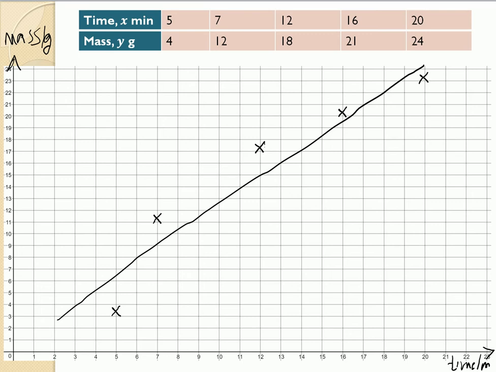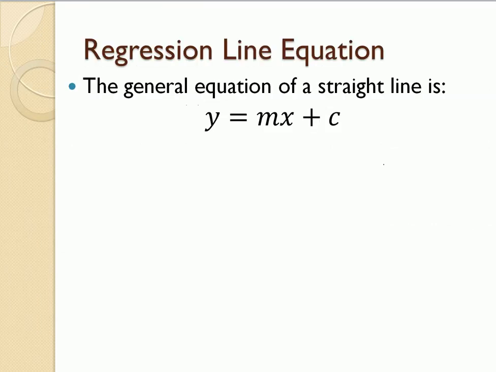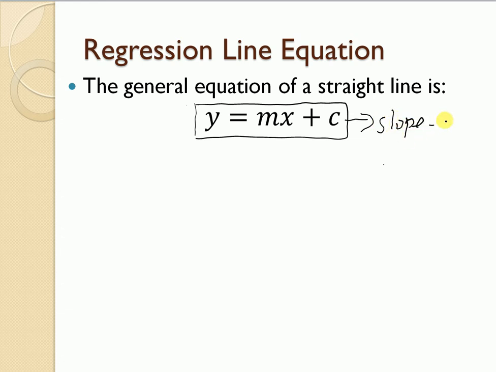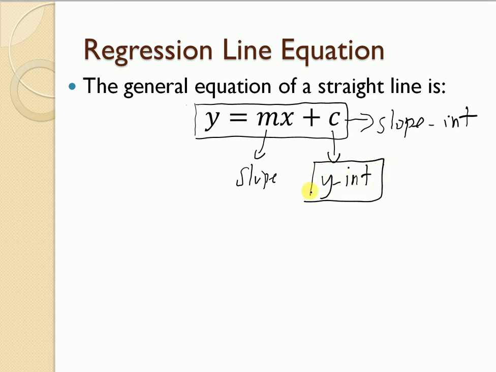The regression line is a straight line, and as such, its equation will have the general form y equals mx plus c. So y equals mx plus c is a general equation of a straight line. And this form of the equation is called the slope-intercept form, because in this form of the straight line, the slope is given and the y-intercept is given. The y-intercept is the point at which the line cuts the y-axis.